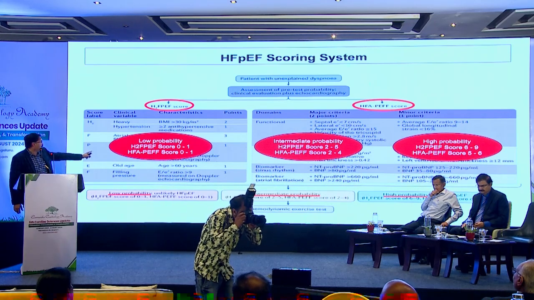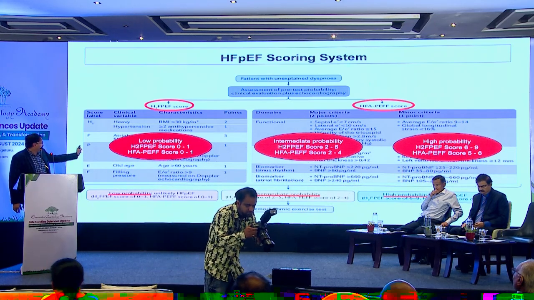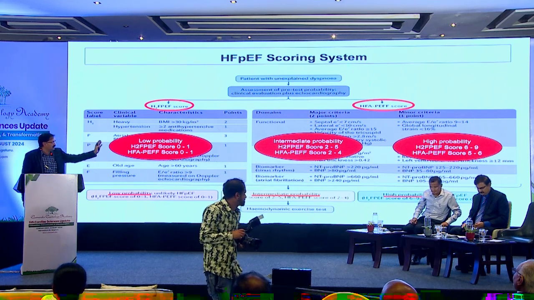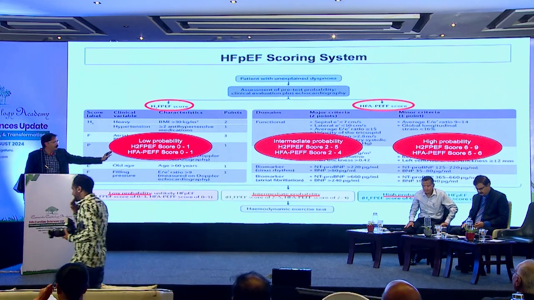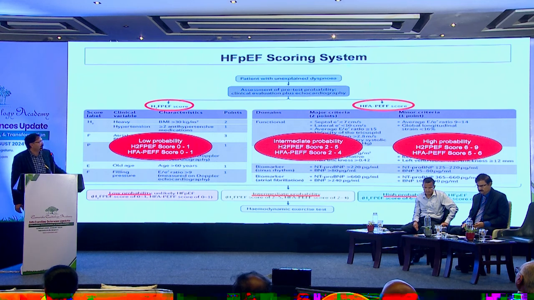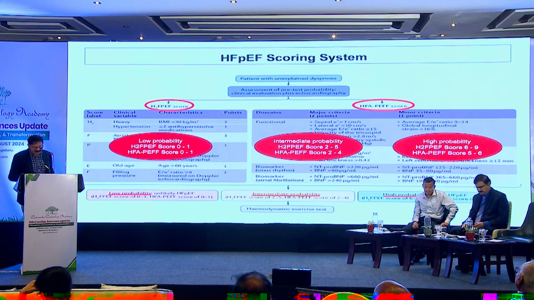Low probability is a score of 0 to 1. If the HFpEF score is 0 to 1, this is low probability for this patient. Intermediate probability is a score of 2 to 5 in the H2FPEF score, and an HFpEF score of 2 to 4 indicates intermediate. And of course, high probability is if the score is 6 to 9 in the H2FPEF score, or 5 to 6 in the HFpEF score.